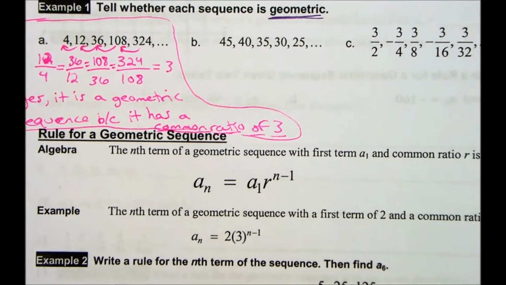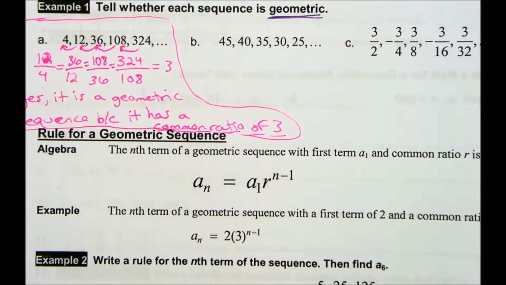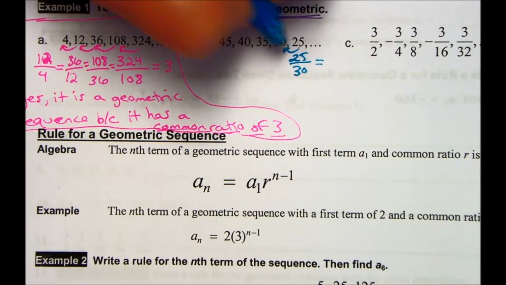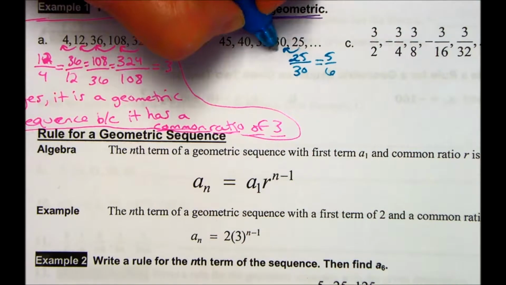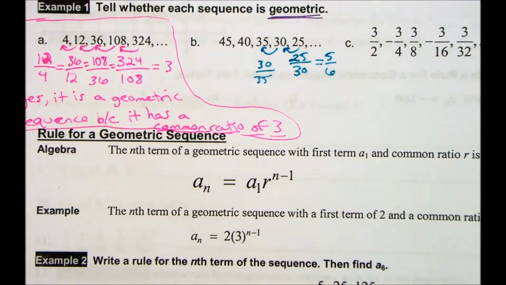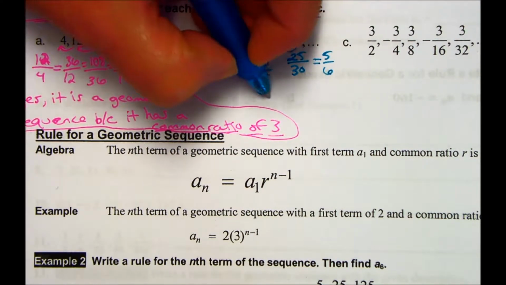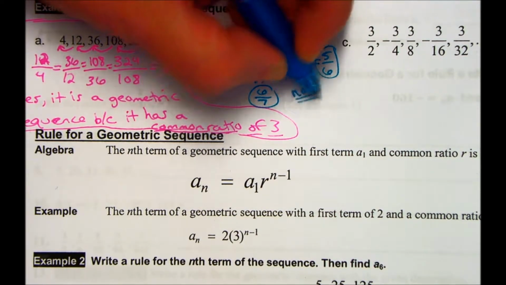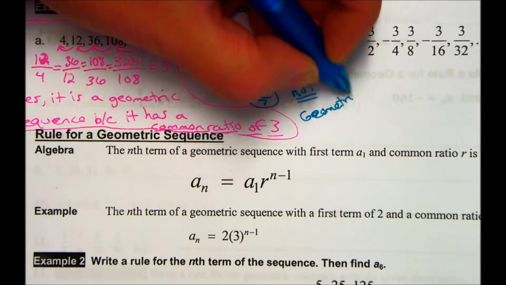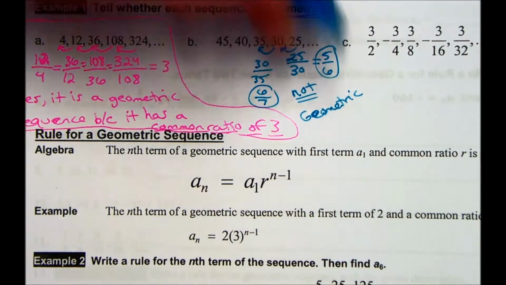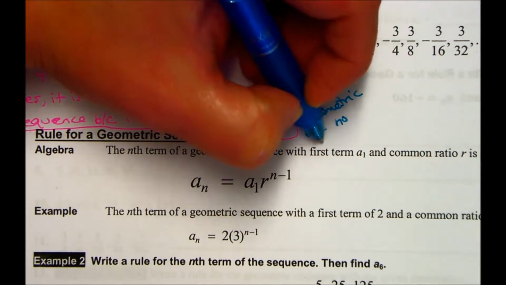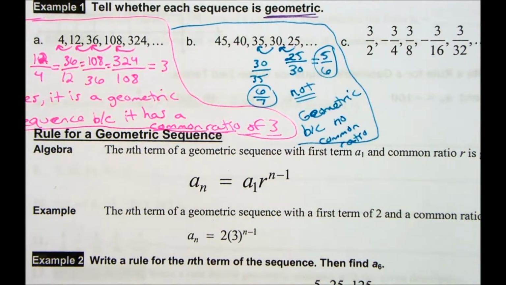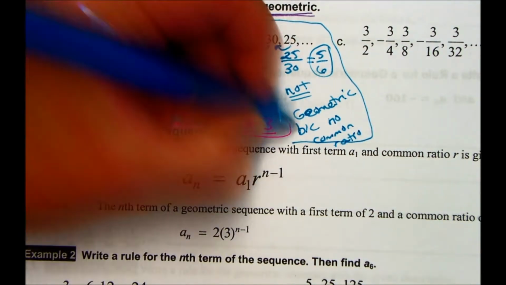Okay, so then we'll look at the next one. Again, right to left, 25 over 30, if we reduce that, we get 5 over 6. If you take 30 divided by 35, that's going to reduce to 6 over 7. So right away we can see that they are not the same. So it is not geometric because it does not have a common ratio, or there's no common ratio.